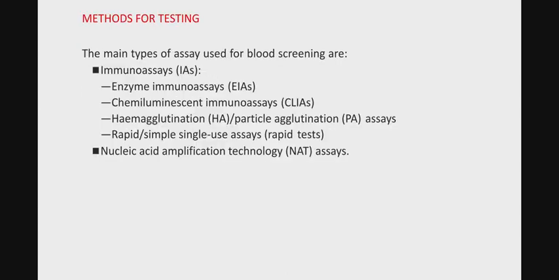The methods of testing for all these infections, which we had just mentioned, are tests like the enzyme immunoassay and rapid test. So we'll just again do a brief learning of all these tests. There are two types, the immunoassay and the nucleic acid assay. The immunoassays are again categorized as the enzyme immunoassay, chemiluminescent immunoassay, hemagglutination, and the particle agglutination assay, rapid or the simple single-use assay. And the other is the nucleic acid amplification technology.